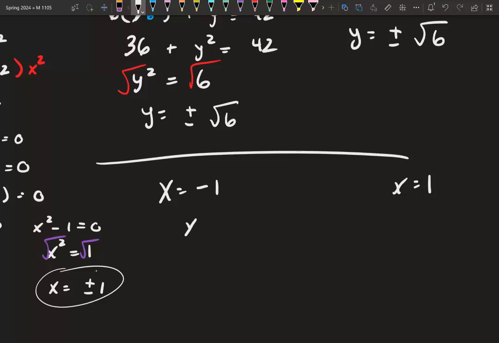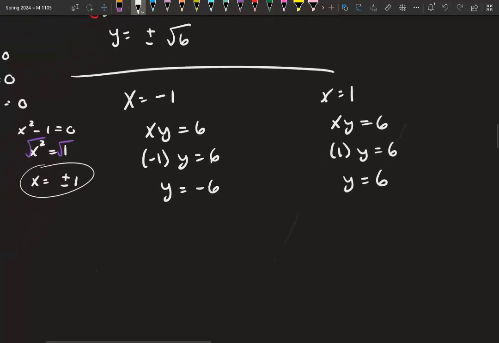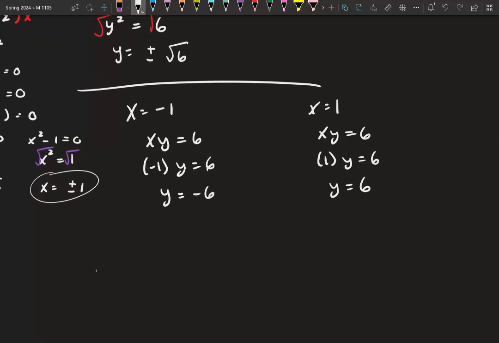So we have xy equals 6. X is negative 1, so we have negative 1y equals 6. We divide by negative 1, so we get y equals negative 6. I would do the same thing with 1. So we have xy equals 6. So we have 1y equals 6. That means y equals 6. So our final answer, this is how we're going to write it out.